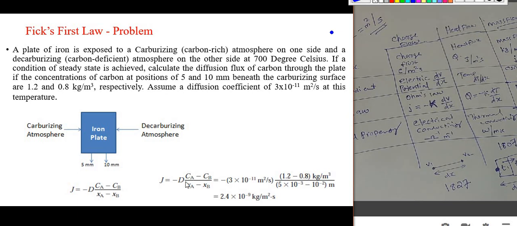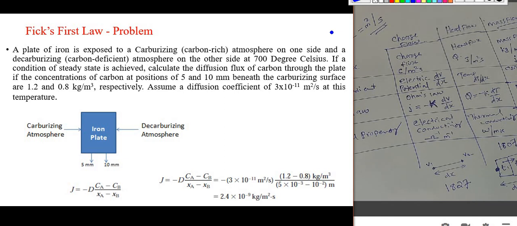So you can use this equation, J is equal to minus D into dC by dx, where dC is equal to Ca minus Cb and dx is equal to Xa minus Xb. The diffusion coefficient is given as 3 into 10 raised to minus 11, Ca is 1.2 and Cb is 0.8, divided by 5, that is Xa, and 10, Xb. From this we got the diffusion flux equal to 2.5 into 10 raised to minus 9 kilogram per meter square second. So this is a problem based on Fick's law.